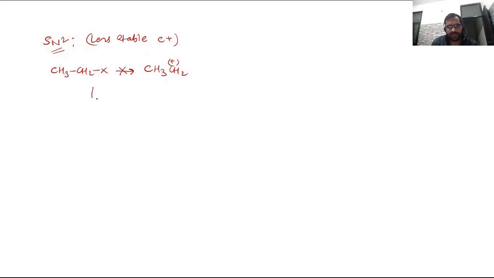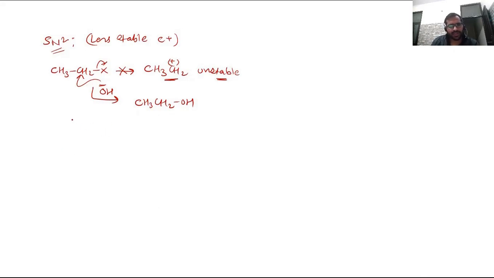Before forming this carbocation, if we add a nucleophile, OH minus, it will attack, the C-X bond will cleave, and we will get CH3CH2OH. This will be our final product. Because the carbocation is unstable, it will not form, and only direct attack of OH minus will take place.